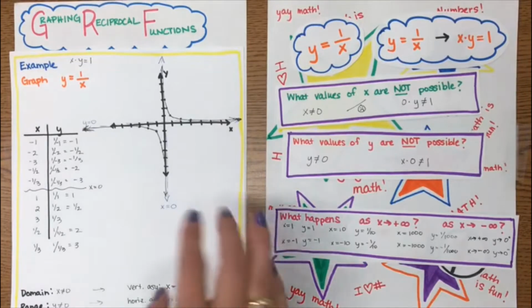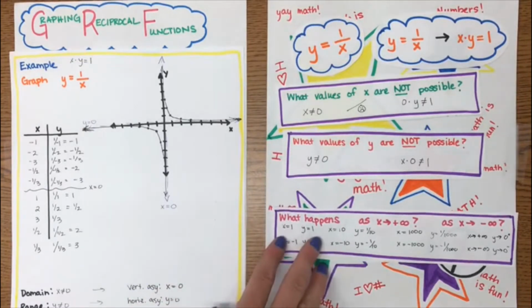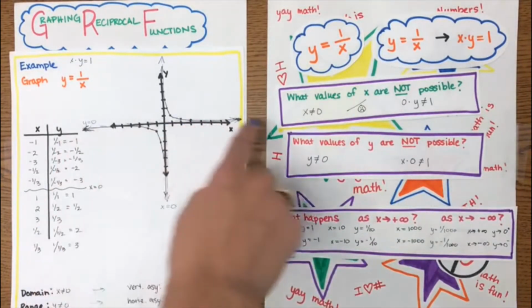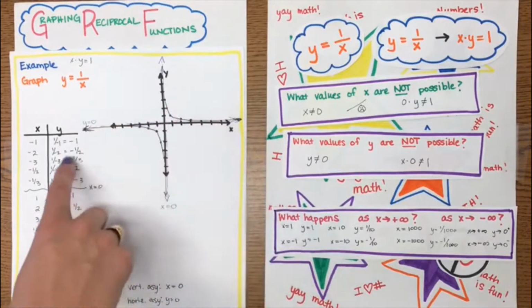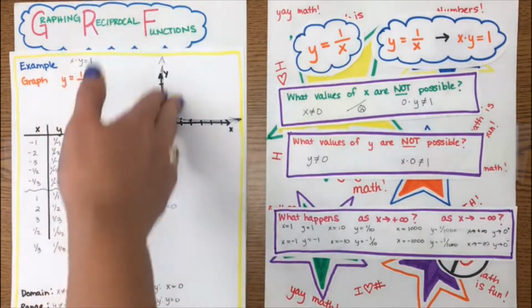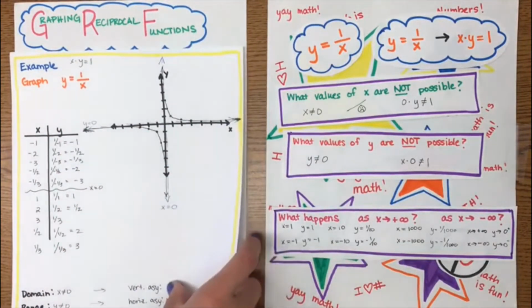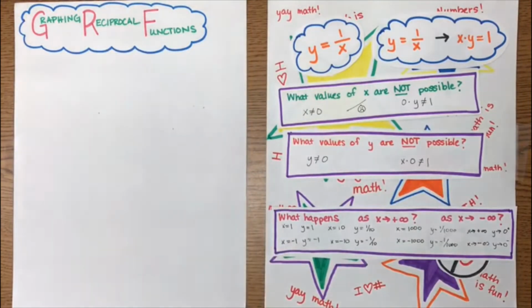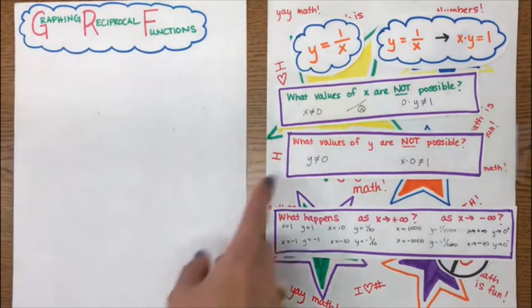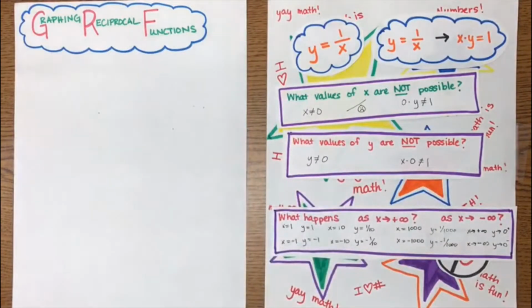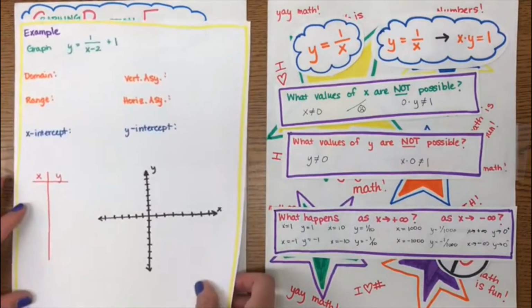We also looked at what happened at the extremes and found that we were approaching our horizontal asymptote at the extremes, and when we graphed our function, we found it approached our vertical asymptote as well. So that first key step of finding what values of x and y were not possible was really important.